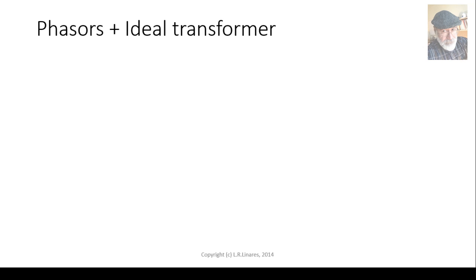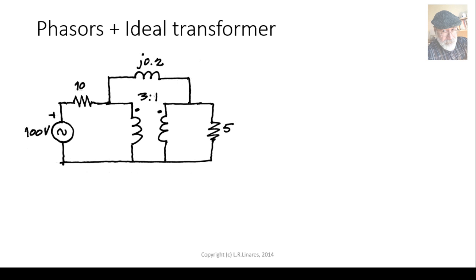Let's talk about phasors and ideal transformers, with this exercise. One ideal transformer with a ratio of 3 to 1, and a source and 3 impedances: 10 ohms, j0.2 ohms and 5 ohms. We need to solve that circuit.